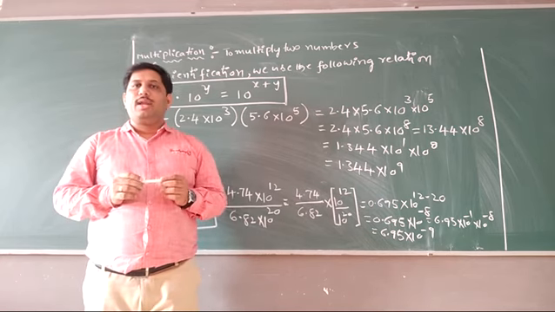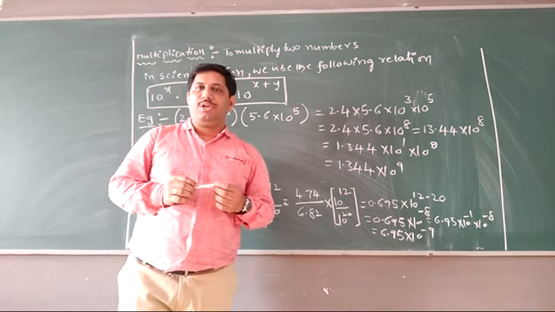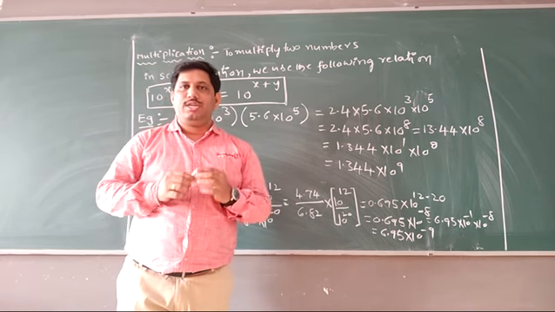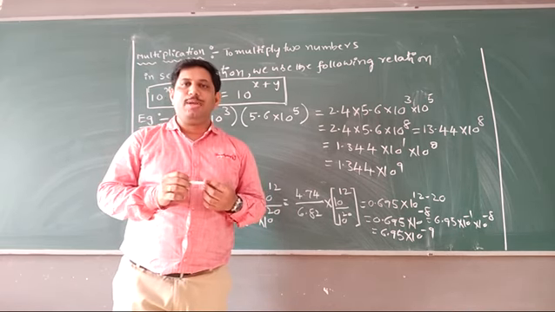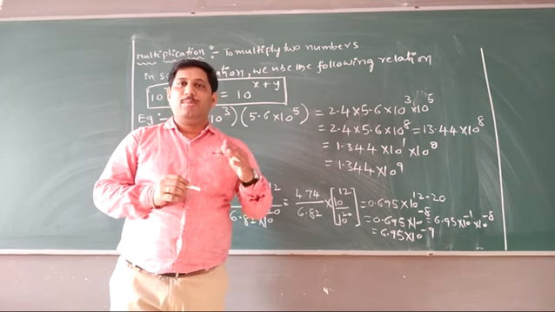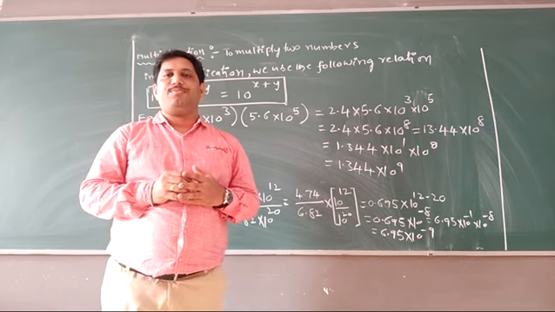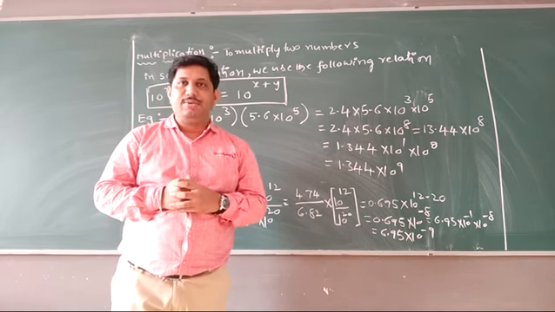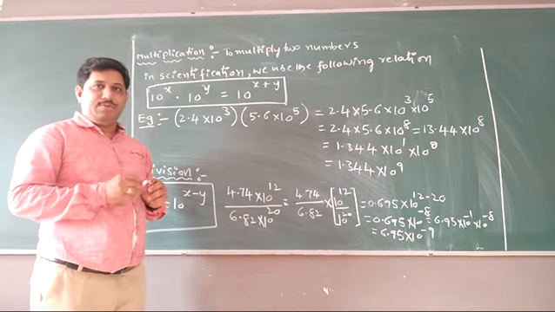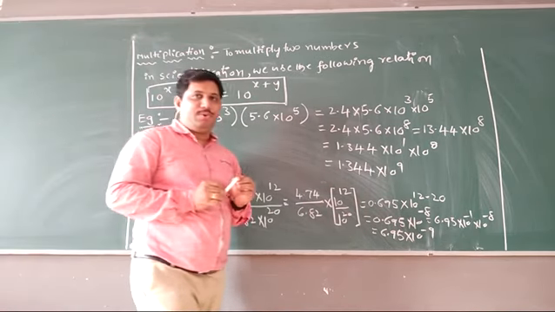Last class we completed addition and subtraction of scientific notation. In this class, we are completing another two arithmetic operations, that is multiplication of scientific notation and division of scientific notation. First one, students, multiplication of scientific notation.